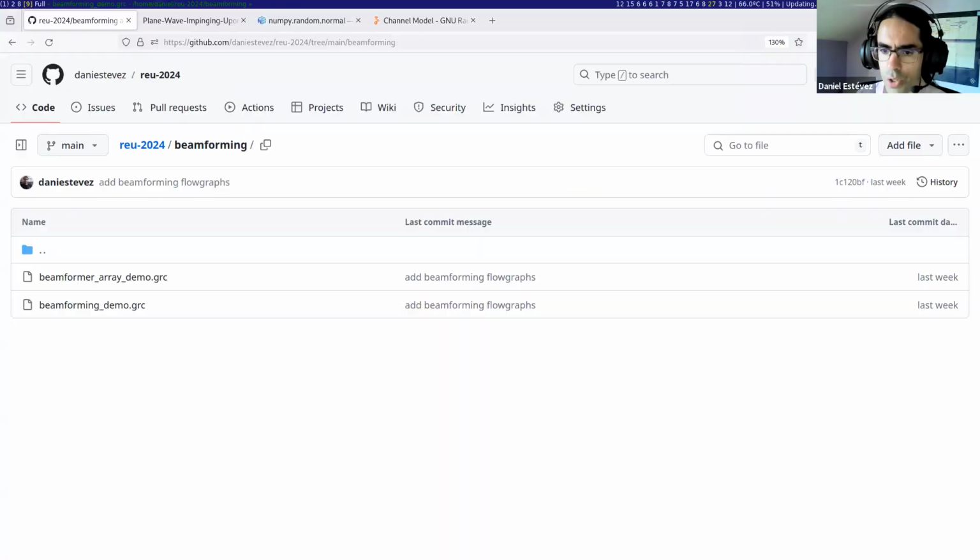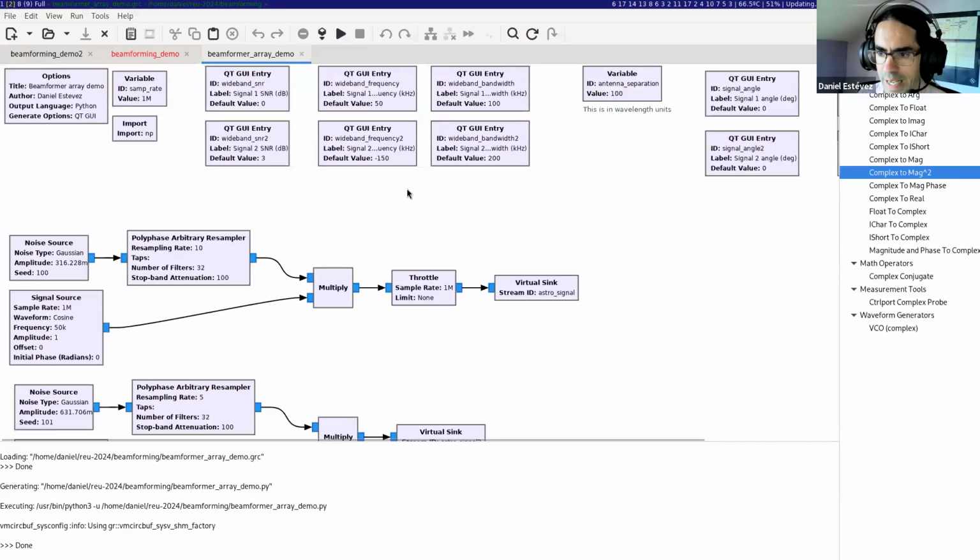Questions? So for the second part of today, I have this beamformer array demo, which I already have open, and this I'm not going to do from scratch because it's a large flow graph and it's quite repetitive.